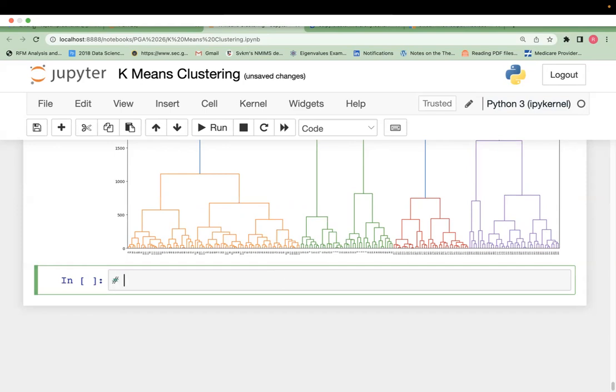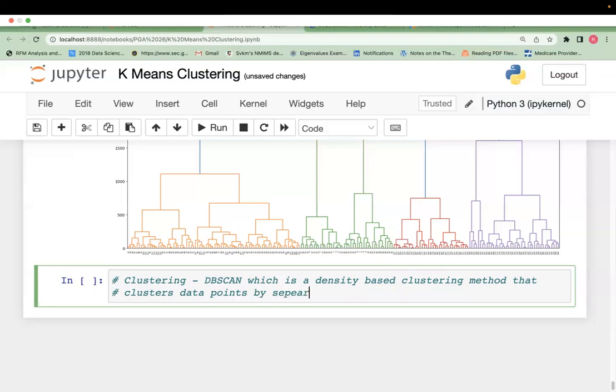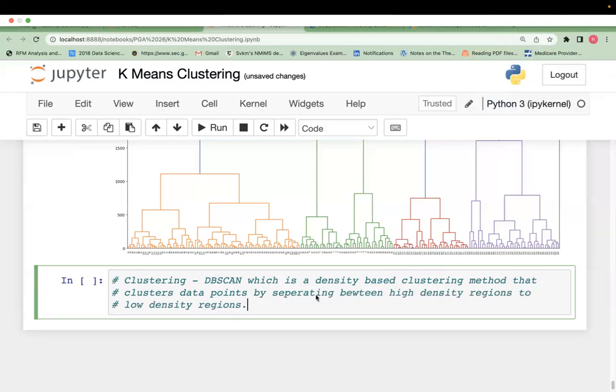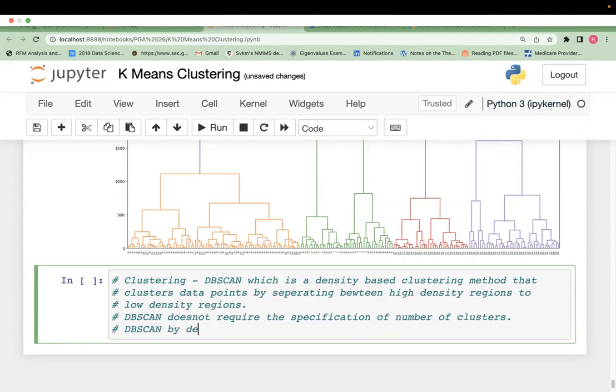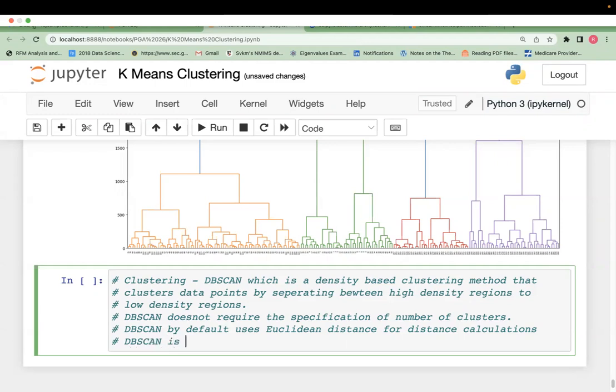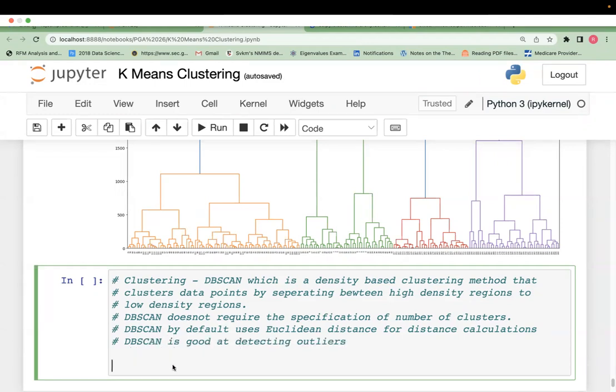There is a clustering method called density-based clustering that clusters by separating high density regions from low density regions. DBSCAN does not require the specification of the number of clusters. DBSCAN by default uses Euclidean distance. Now, DBSCAN requires two parameters to be specified.